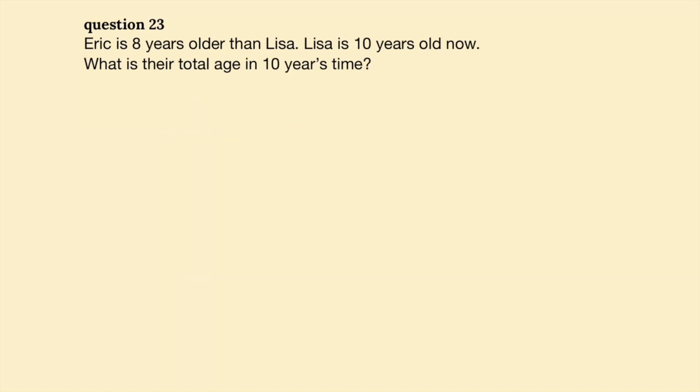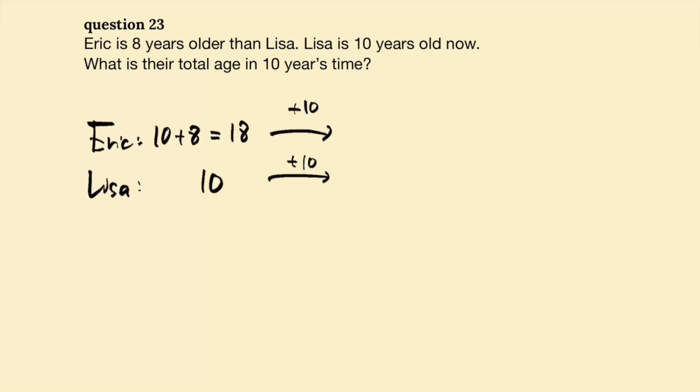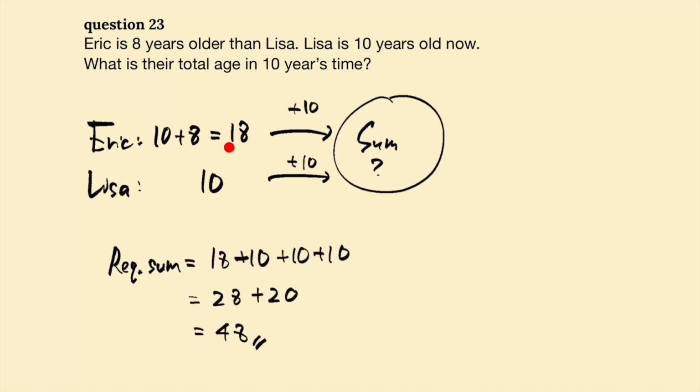Eric is 8 years older than Lisa. Well, age difference right there. Lisa is 10 right now. Okay, so with Lisa being 10 right now, and Eric being 8 years older, Eric is 18 right now. What's that total in 10 years' time? So you're going to add 10 for each of them, and the total sum of both of these two will be 18 plus 10 and 10. So that will be 48.